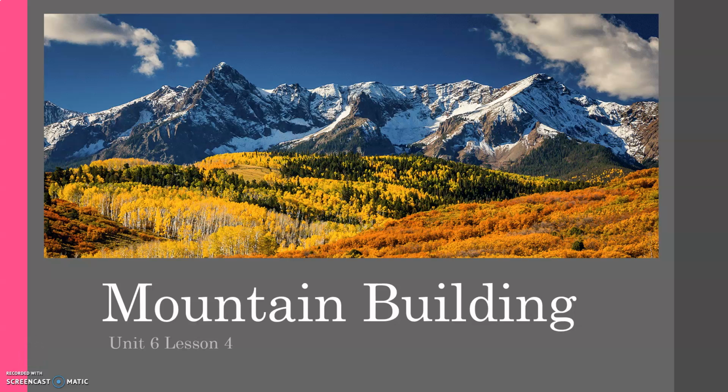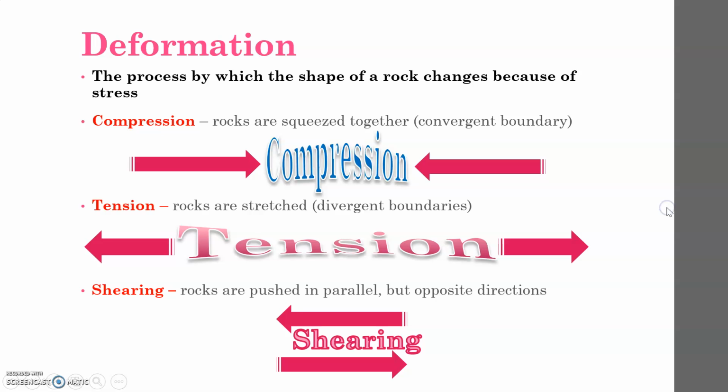Today we're going to talk about mountain building. All right, so deformation is the process by which the shape of a rock changes because of stress. So there are three main ways it changes.